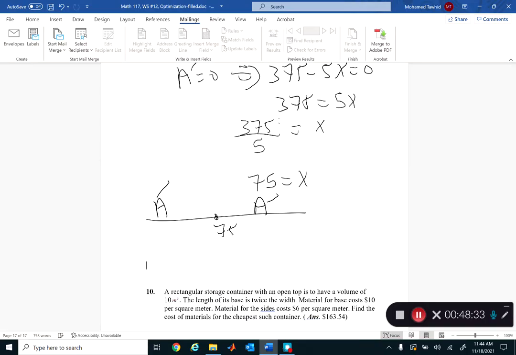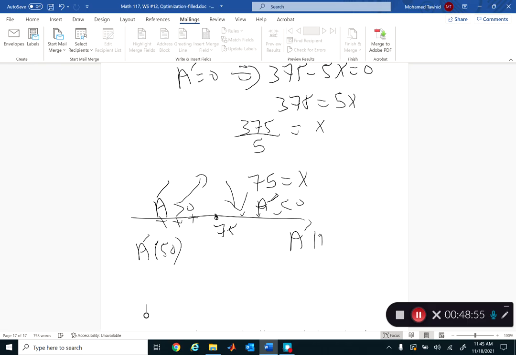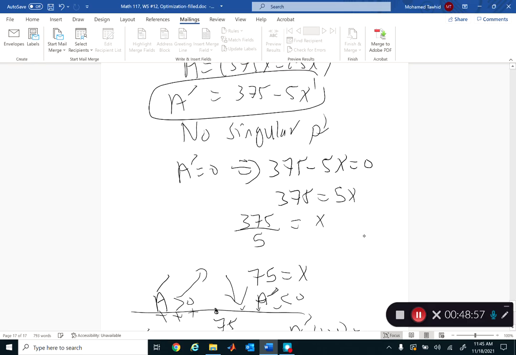Which means you are expecting this one should be up and this one should be down. This one should be greater than 0. This one should be less than 0. Let us check, because you have to check, right? So let me check this one here. How to check? You take what is A prime at 50, and here, what is A prime at 100?